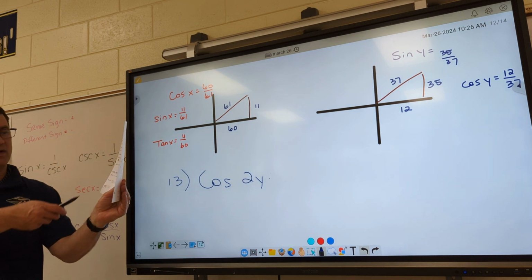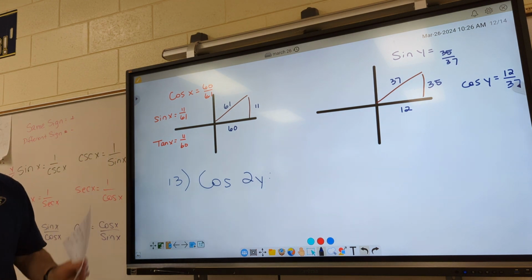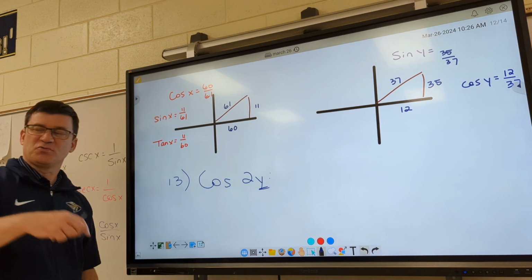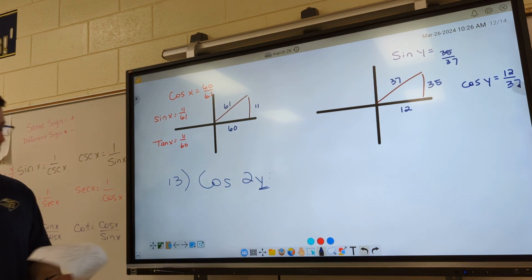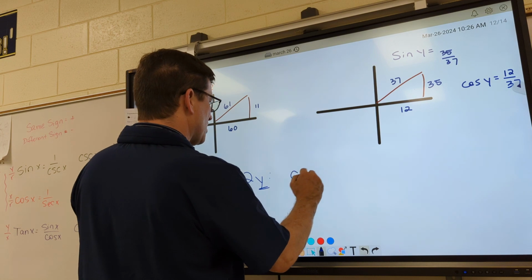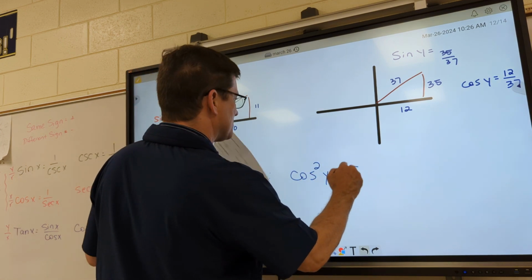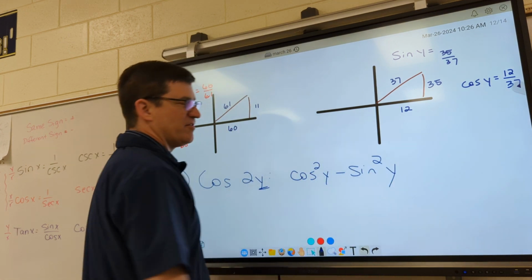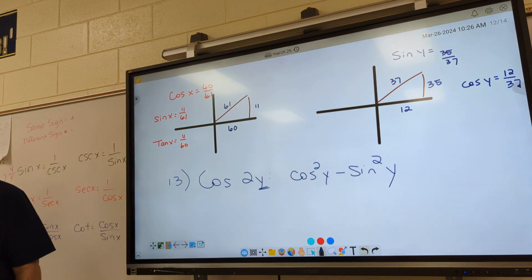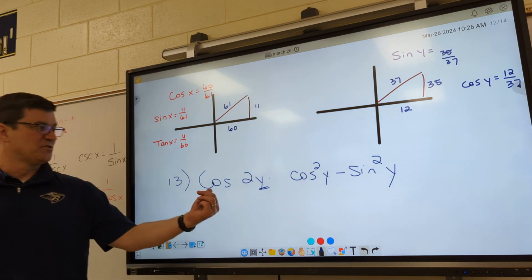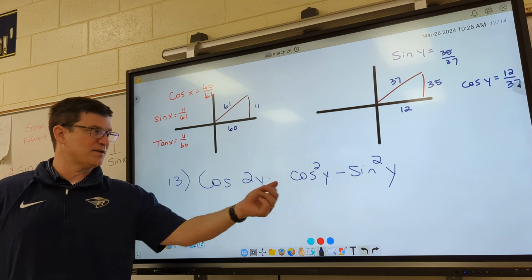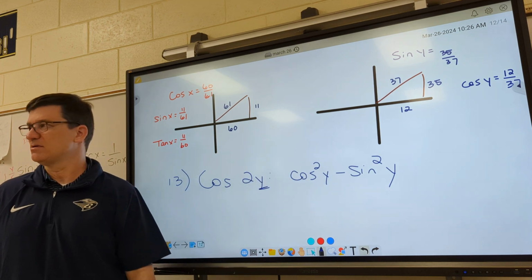Here's the only problem. The one on our sheet has x's in it. We want y's in it, so we'll just replace the x's with y's. So the formula we're going to use is cosine squared y minus sine squared y. Everybody understand what I had to do? All right, so we used the formula for cosine 2x. We just changed out the x's and the y's.